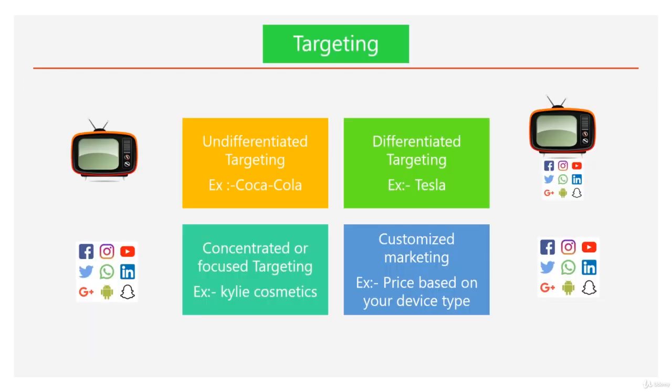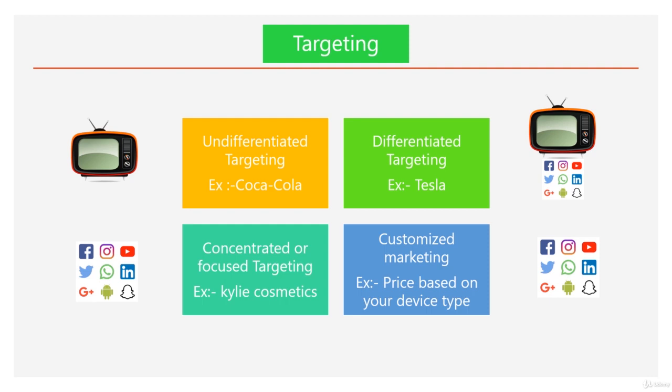Now we will talk about targeting. Targeting has four different parts. Whatever segment you have identified from the segmentation portion of the STP analysis, now it's time to target the right kind of product to that specific segment. There are multiple types of targeting. We have undifferentiated targeting, differentiated targeting, concentrated or focused targeting, and customized marketing.